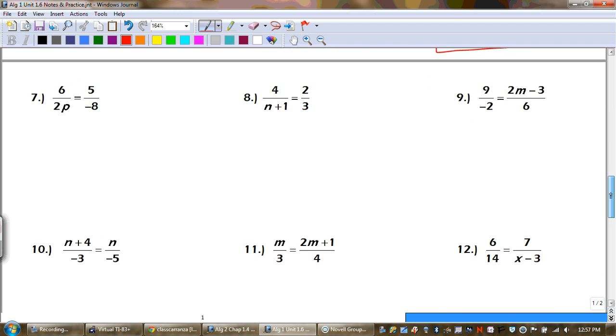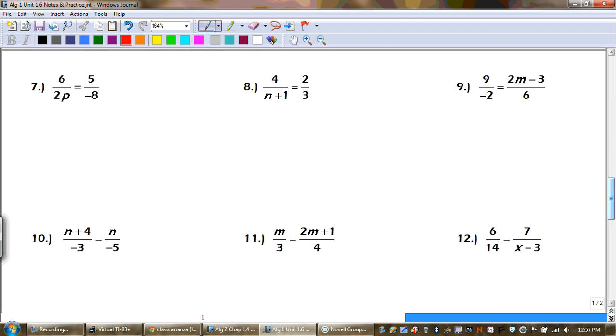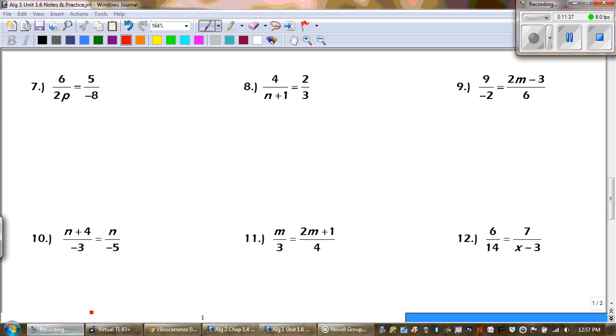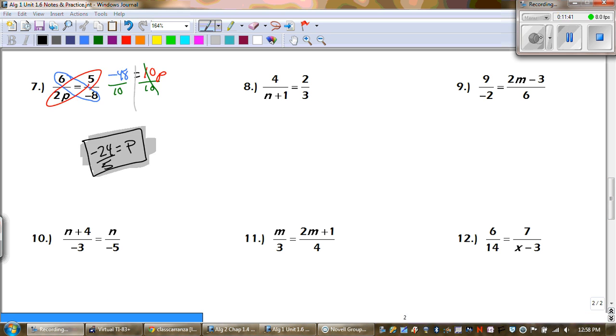All right, let's do one more like that, number 7. Why don't you guys pause the video and see if you can do that one all on your own. Good luck. Okay, and after you cross multiply, you should get negative 48 equals 10p. You want to get the p by itself, so we have to divide both sides by 10, and then reduce. So we get negative 24 over 5 equals p.